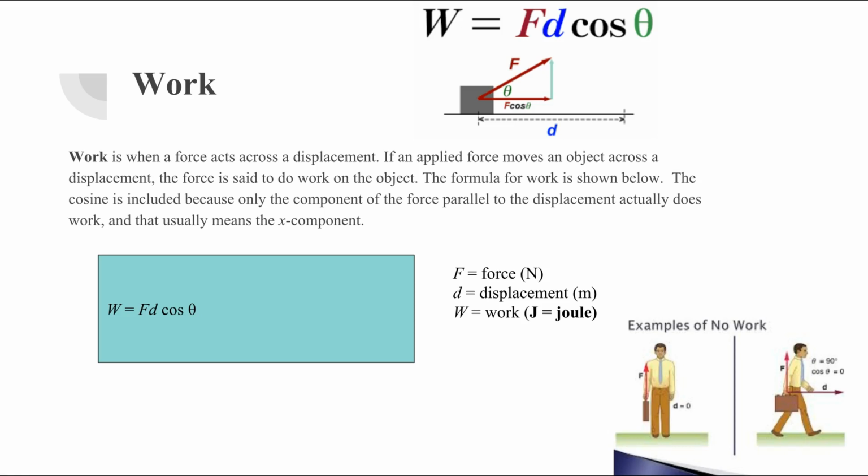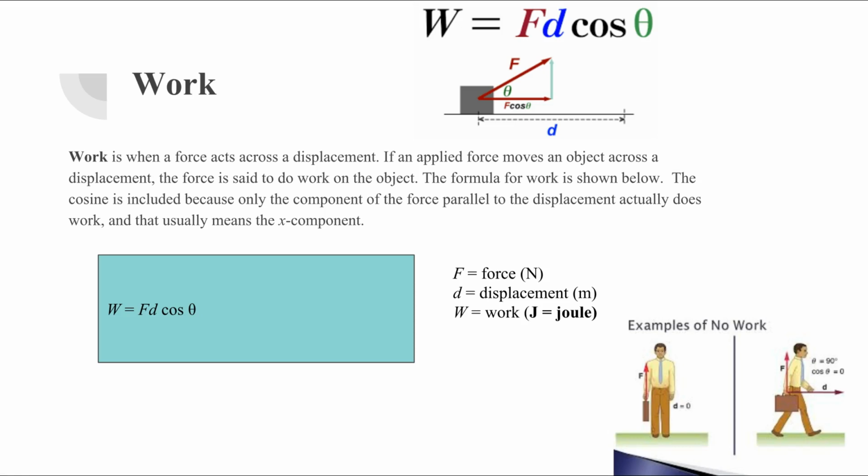If an applied force moves an object across a displacement, the force is said to do work on the object. For example, if you push a book across the table, you're doing work on the book because you're having a force that acts on a displacement.